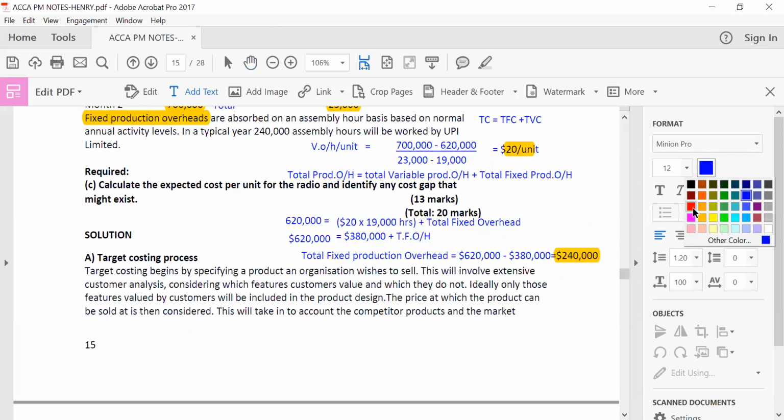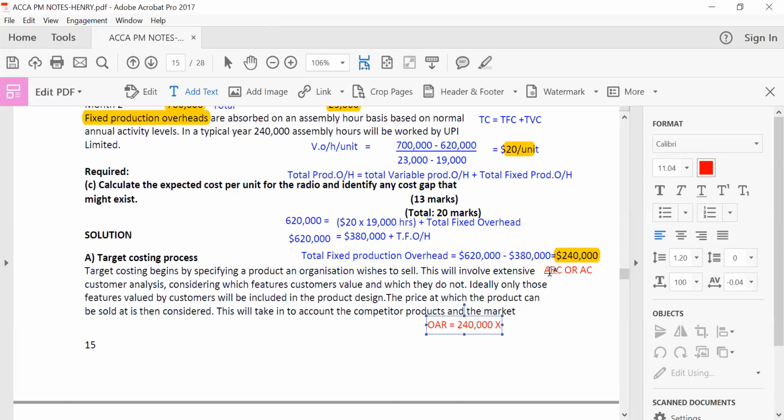So for the variable overhead, the high-low method will fish it out quickly. But the fixed overhead, you use either ABC or AC. I think that you already have those absorption costs in those bits. But because this was just monthly, if you want to calculate that, we said OAR, we have to calculate OAR. OAR is the total. This 240,000 is just for 1 month. So if you need the total for the entire 12 months, you multiply by 12. That will give you the total fixed production overhead, right?